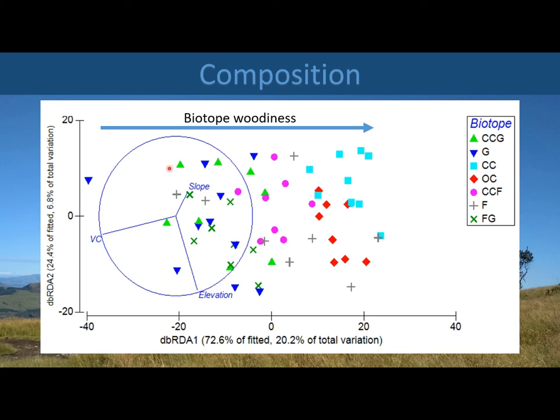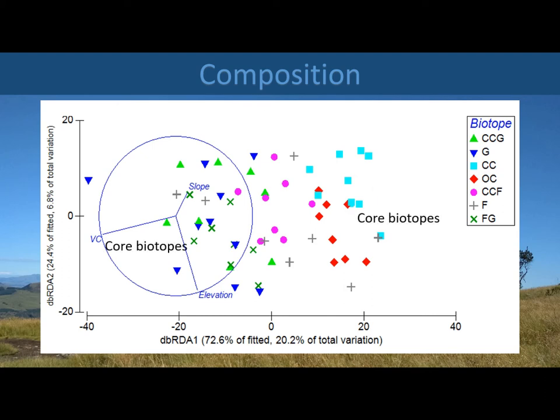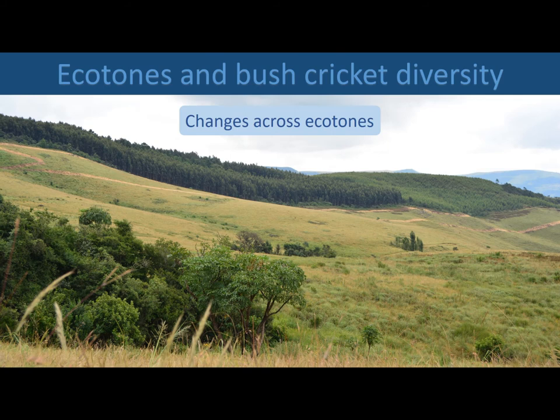The grassland bush cricket assemblages are very similar to those of both the grassland plantation and grassland forest ecotone assemblages, whereas our close canopy plantations, those with the blue squares, are very similar to those of the forest plantation ecotones. And the composition of our close canopy and open canopy plantations are not significantly different from each other. And so this shows us that our core biotopes here on the edges are significantly different to each other with species assembled. So what does this mean for ecotones and bush cricket diversity within this landscape?